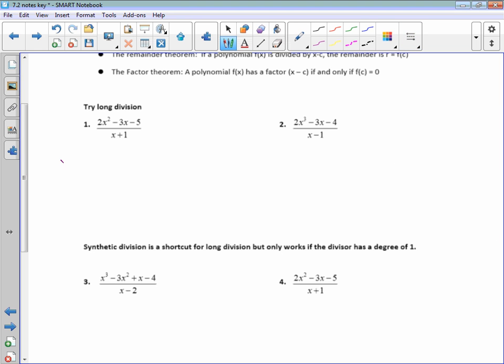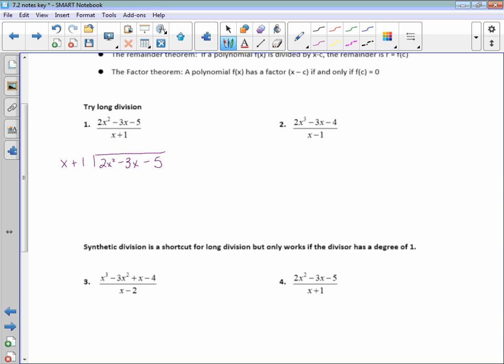All right, what you're dividing by, your divisor, goes outside. And then your 2x squared minus 3x minus 5 goes underneath. What do you think? Does it matter if your polynomial is in order? Yes, it has to go in order from biggest to smallest. And does it matter if we skip any exponents? It matters, yes. You'd put like a 0x squared or a 0x, whatever one you were missing, to hold the place, okay?